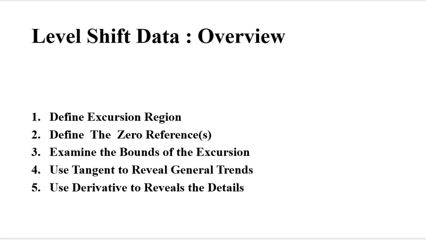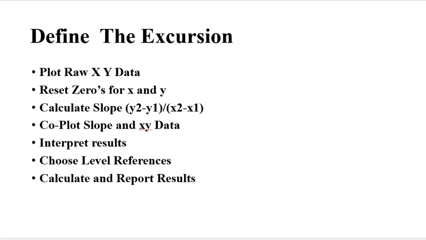This is a brief introduction into working with data that really is level shift data. Fundamentally, what you have is an excursion of the value that you've been getting from one place to the other. What one really wants to do is define the excursion region, define the zeros for both x and y of the excursions, define the bounds, use tangent to reveal the general trends, and then use derivative to reveal details of the whole excursion. So here the points are in order.